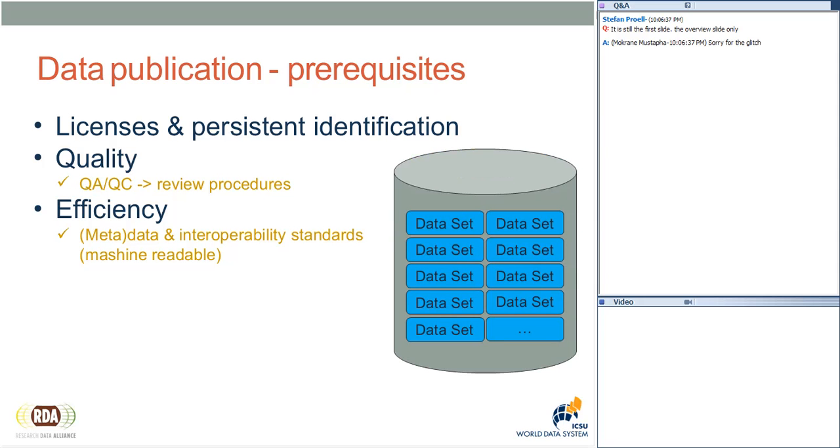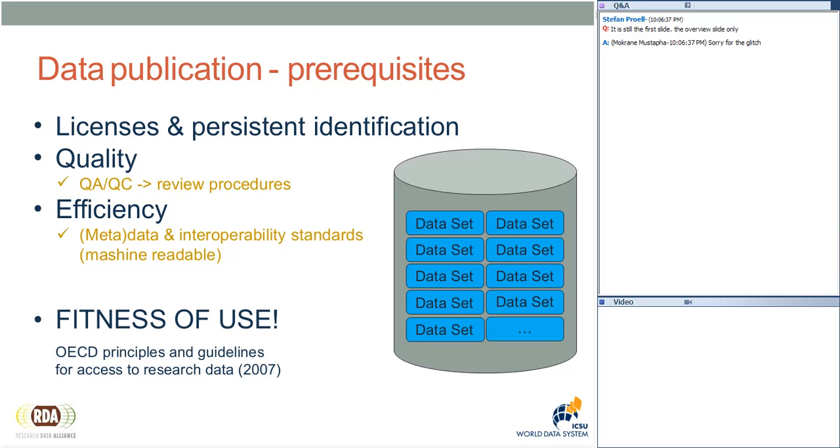What we actually need is to harmonize the data and store them consistently in well-curated places. This is what we call fitness of use, and this was already mentioned in the OECD principles and guidelines for access to research data in 2007. This is often omitted when talking about data publication and criteria.